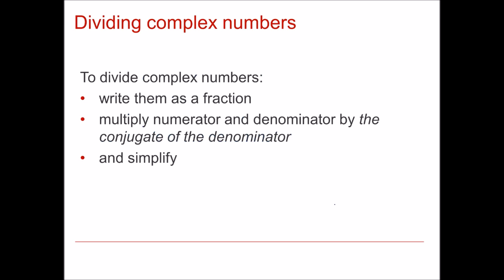So in summary, to divide complex numbers, you write them as a fraction, and then you multiply the numerator and the denominator by the conjugate of the denominator. Then you simplify it and write it in the usual form, a plus or minus bi.